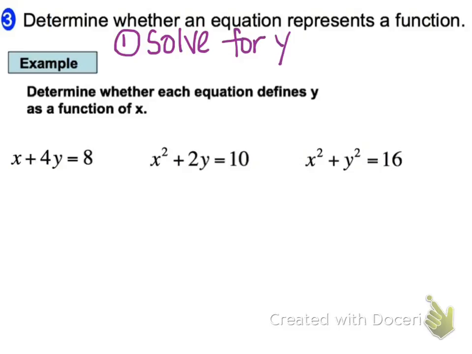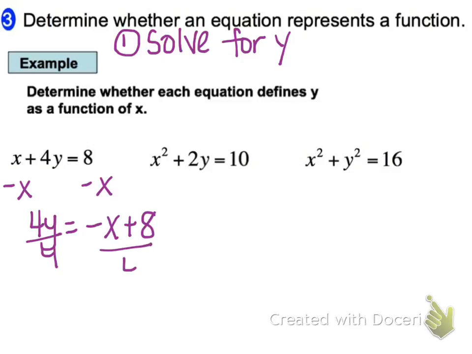So that's the first step. Let's look at this first one: x plus 4y equals 8. Let's get the y alone. So let's subtract an x from both sides. So we get 4y equals negative x plus 8. And then divide by 4. So we get y equals negative x plus 8, all over 4.